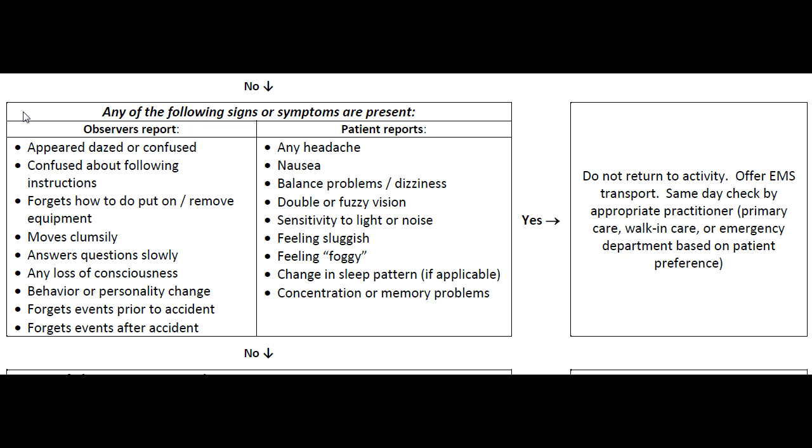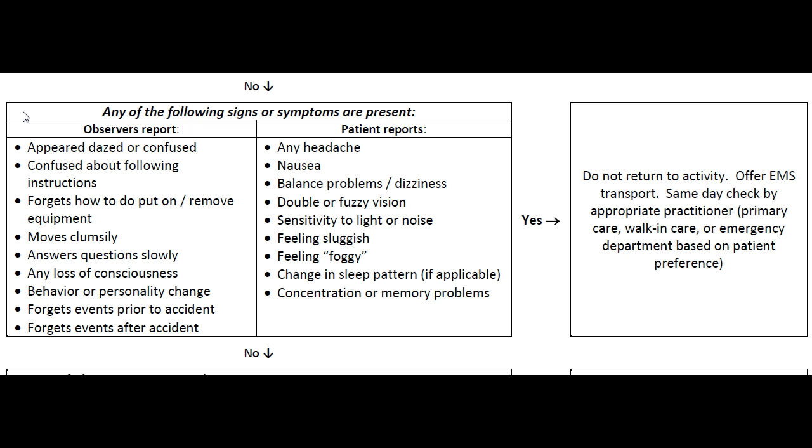So signs include appearing dazed or confused. They are very confused about following instructions. They forget how to put on their equipment or how to take it off. They're moving clumsily. They answer questions very slowly. They have any loss of consciousness that was observed, even for a few seconds. So this isn't the greater than 30 seconds we talk about when we're worried about that intracranial hemorrhage. This is out for 5 seconds, completely unresponsive. That's still important. Any behavior or personality change, they forget events prior to the accident or they forget the events after the accident, and that's, again, observers telling you that that's what was going on when they were first with the patient. Those are all concerning for concussion.